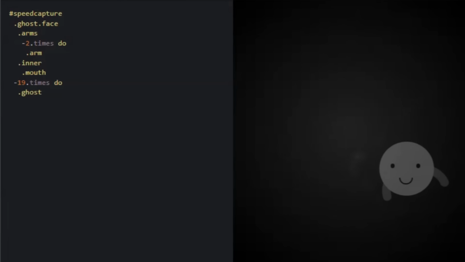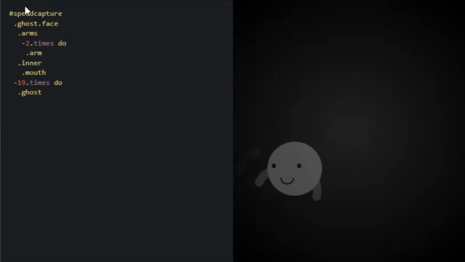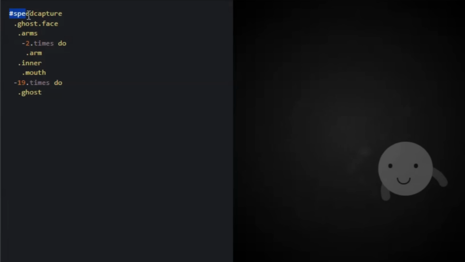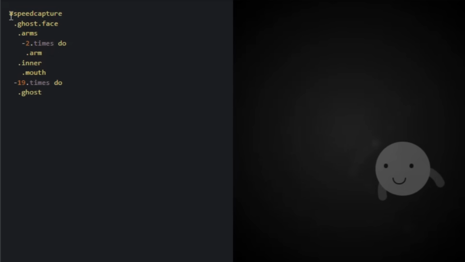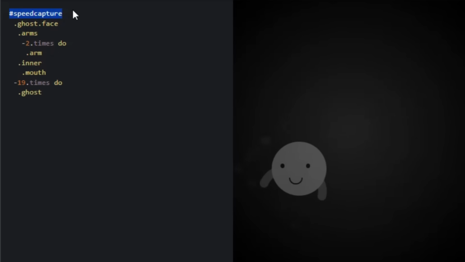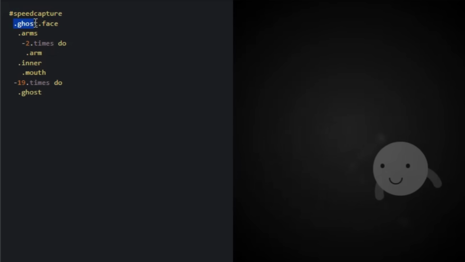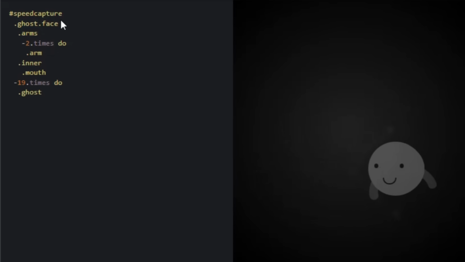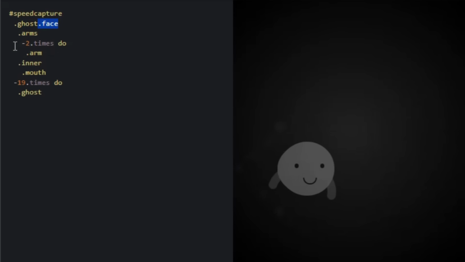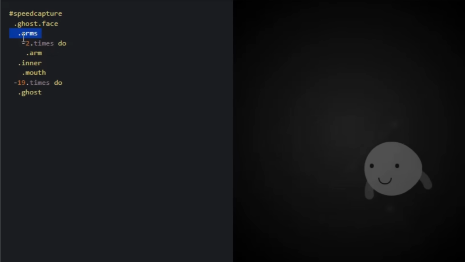This is the ID of the HTML tag, and ghost and face is the class, and arms is also a class. The time to do is used 2 times inside the arms class, and the third one is the arm class, and the inner mouth is the side by side class ID, and 19 times do is the class.